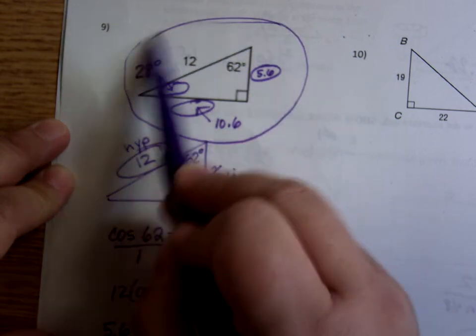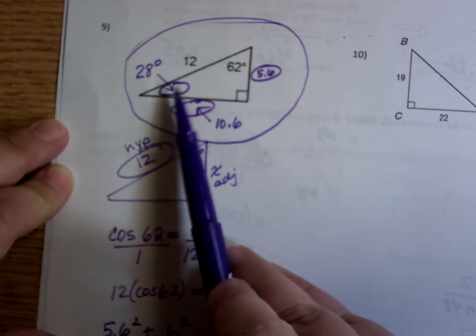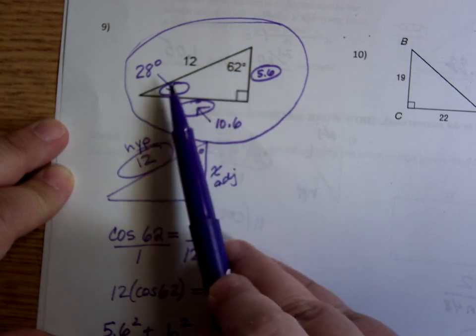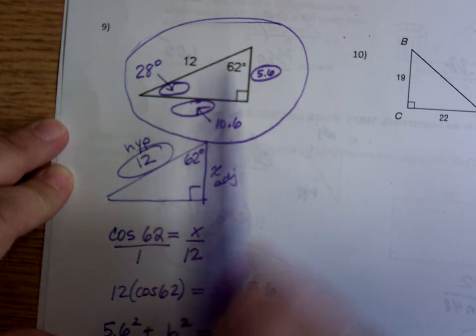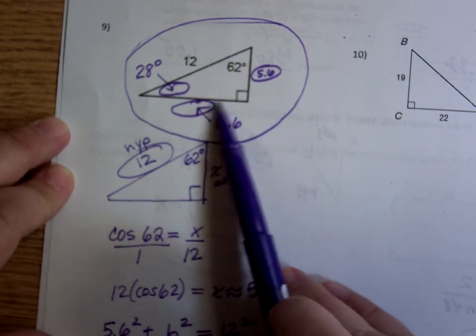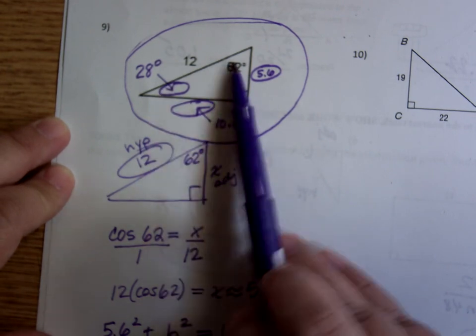Yes, sir? How did you get an angle? I just subtracted 62 from 90 because the 2 acute angles in every right triangle have to add up to 90. Remember, all 3 of them add up to 180. So if we've already used 90 degrees out of our 180 here, that leaves me with 90 for these 2.